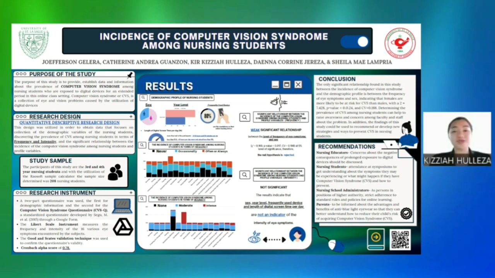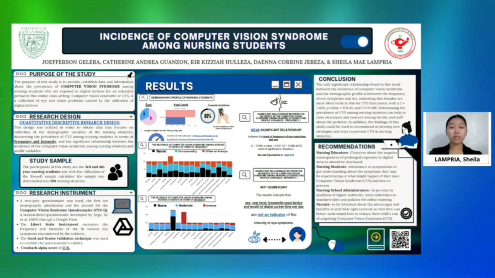We present to you our research paper entitled Incidence of Computer Vision Syndrome Among Nursing Students. This study aimed to determine the incidence of computer vision syndrome among nursing students. Specifically, the study sought to answer the following questions.